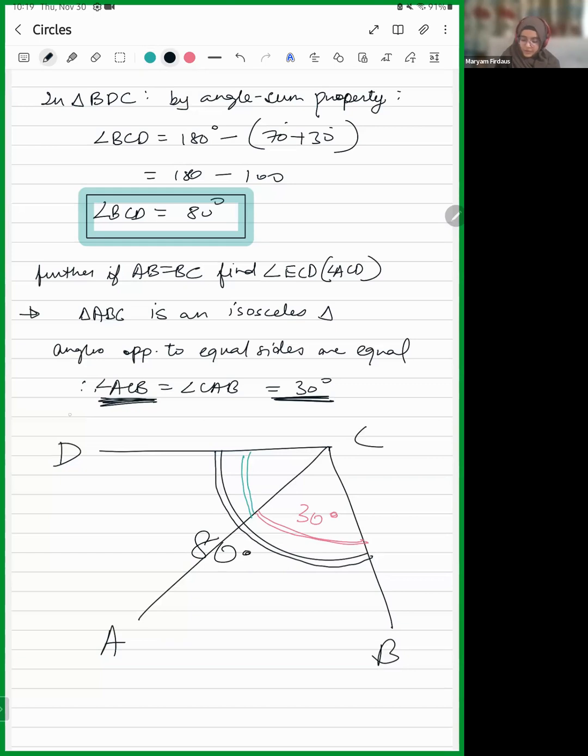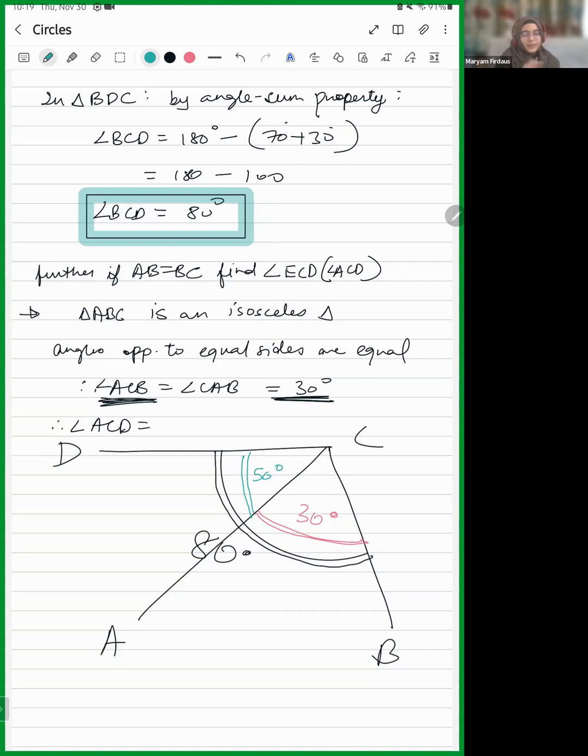ACD is going to be how much? The whole green angle is 80, right? Yes, the whole angle is 80. So the one marked, ACD, will be 50. 50 degrees. Very good. So it's going to be 50 degrees, right?